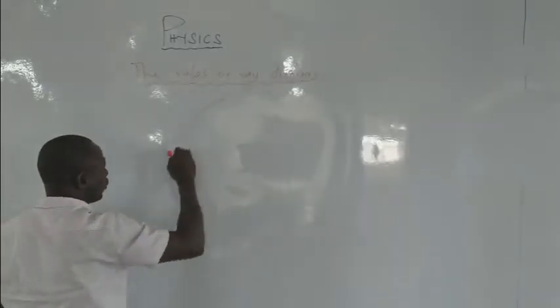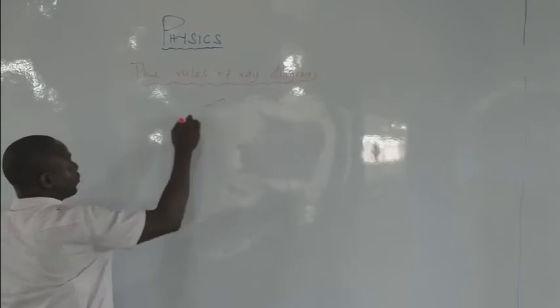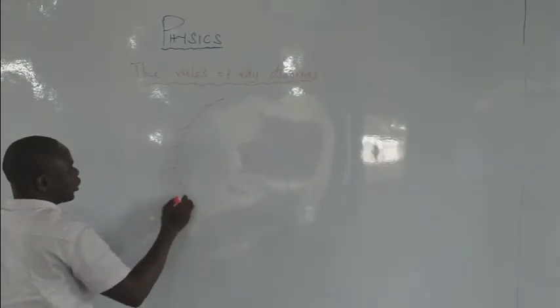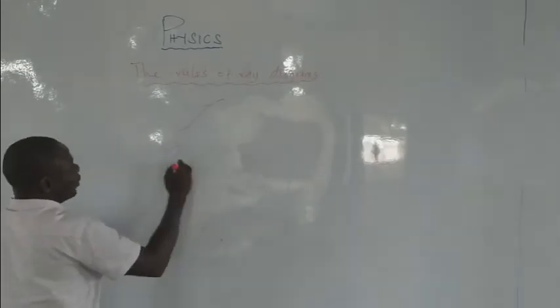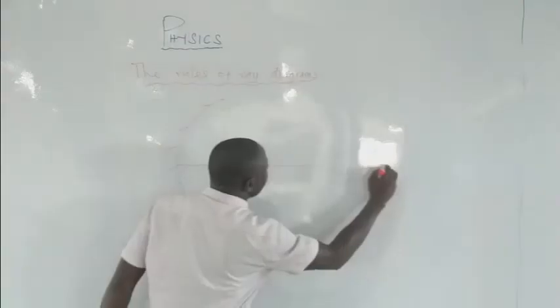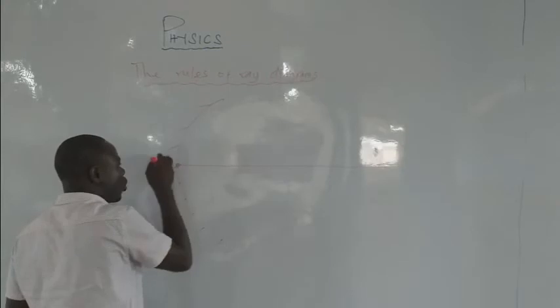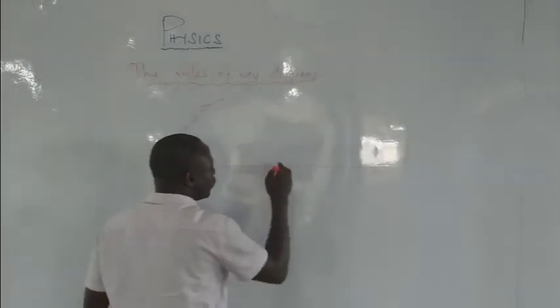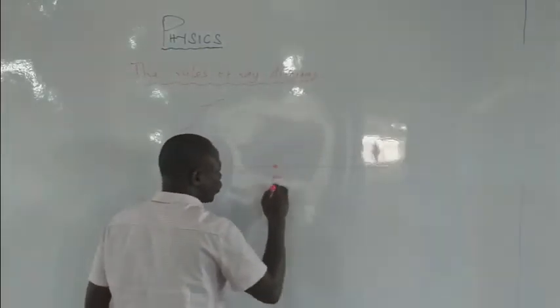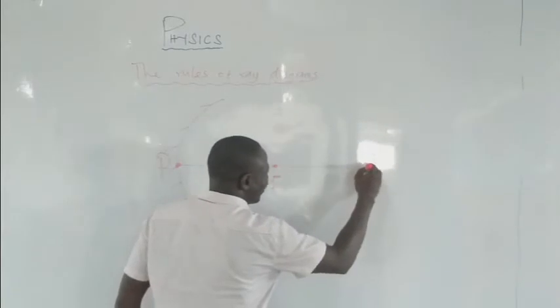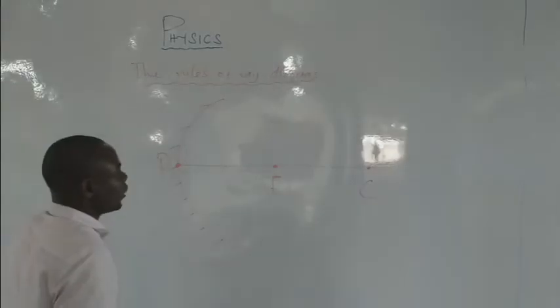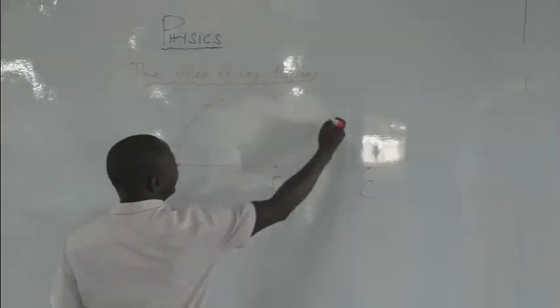The first one is, as we have known, this is the principal axis. This point is the pole. This point is the principal focus. This point is the center of curvature.